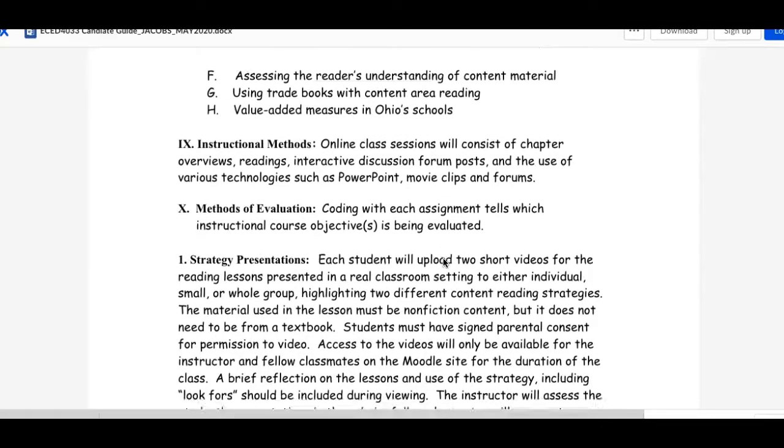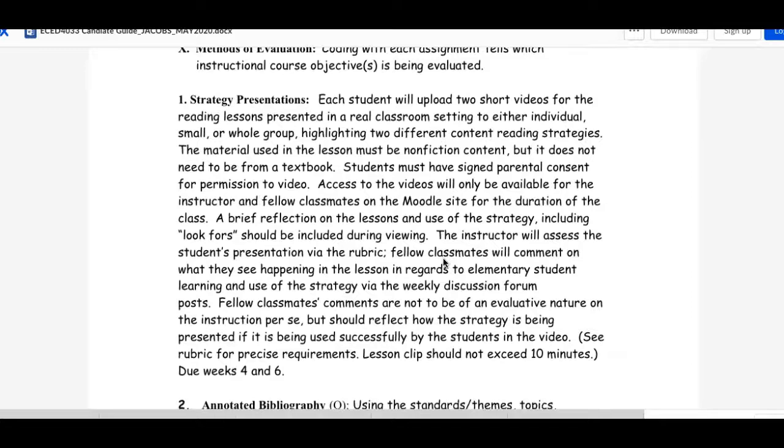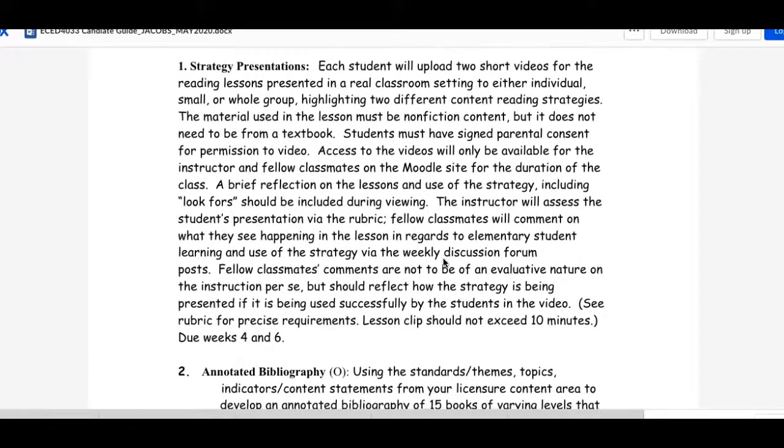So I'm not going to go over all of this information in the syllabus with you because it's just too much at once. Instead, what I'll do is I'll just highlight a couple things that you'll be doing, and then we'll break them down week by week as things go on.